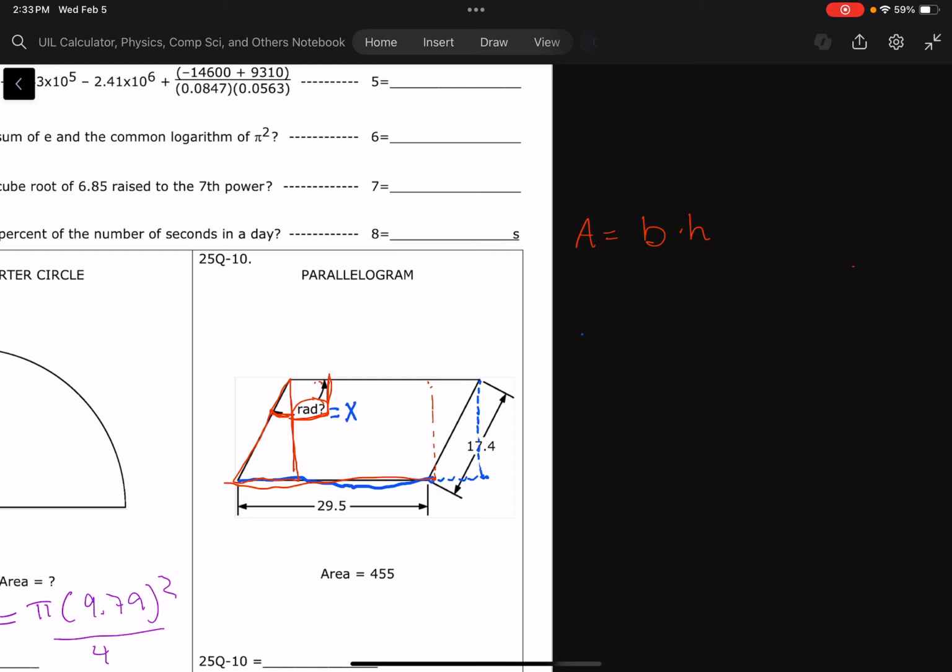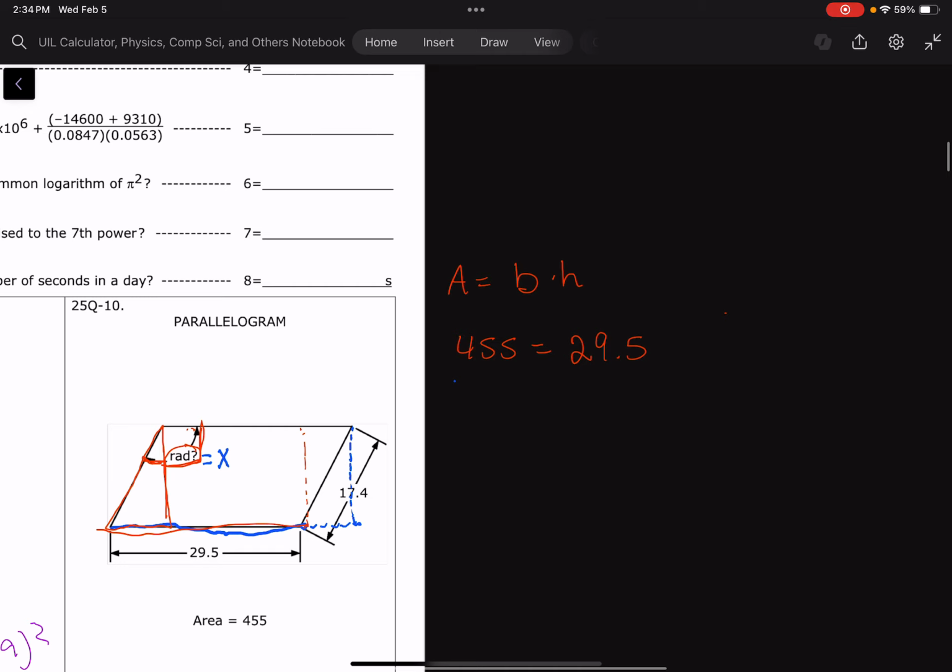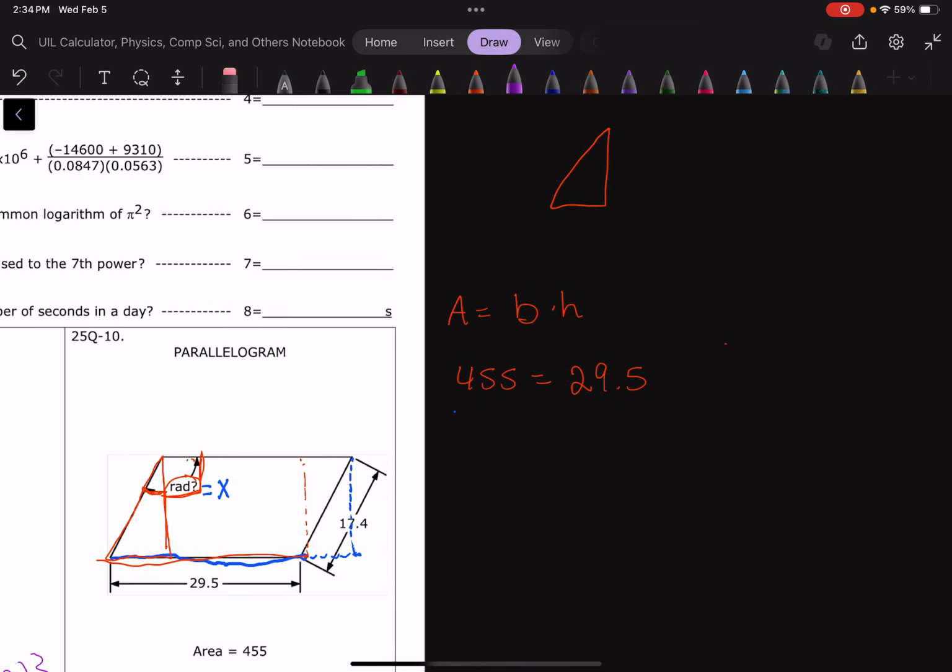Okay, so they tell us that the area is 455, so 455 is going to equal the base, which here is 29.5, times the height. So let's go ahead and draw our right triangle for that. In this case, because it's a parallelogram, they gave us the lengths, 17.4 for the height here. And what I'm going to do is use this angle right here, and I'm going to call that theta. And the height here is adjacent to it.